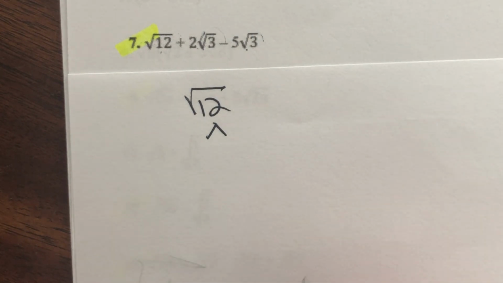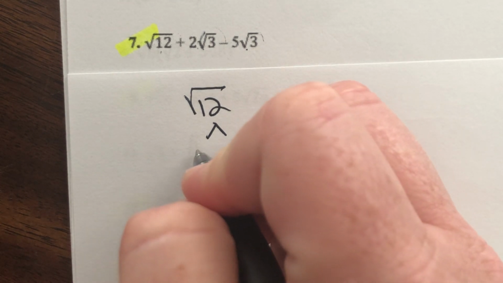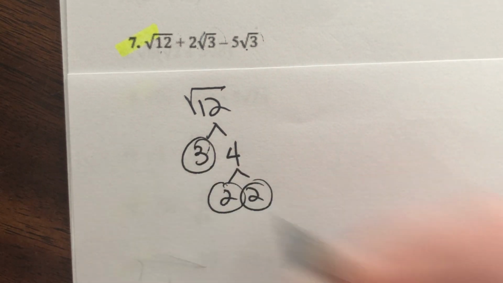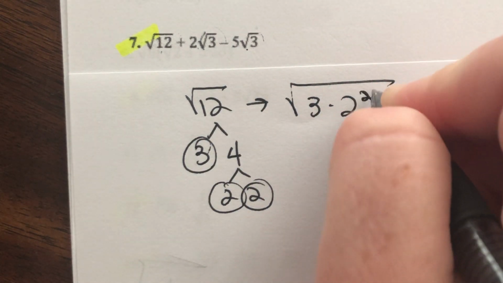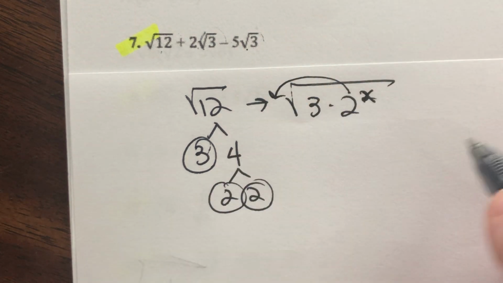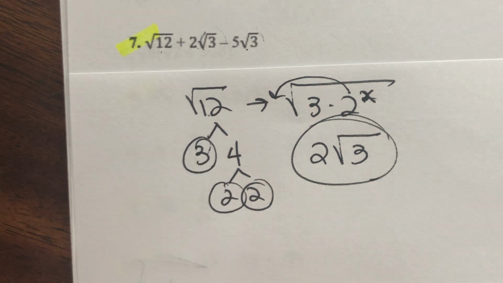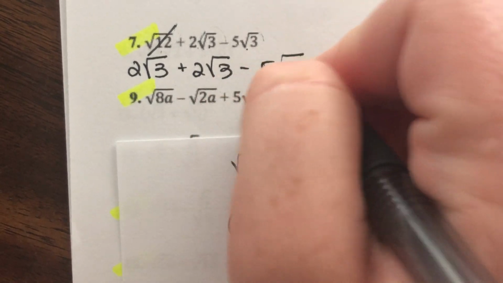Square root of 12, I can separate it into, we already did this up in the example, I thought. Yep, we did. Let's do 3 and 4. That's a dead end. 2 and 2. I can rewrite that as 3 times 2 squared. 2 hands over the squared symbol, hops out front. So I get 2 square root of 3. That's the simplified version of square root of 12. So I can rewrite this as 2 square root of 3, and then add another 2 square root of 3 minus 5 square root of 3.